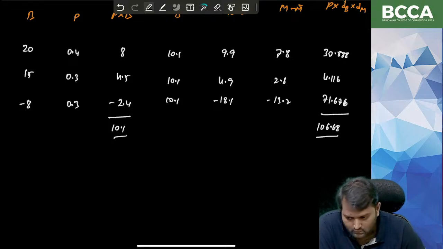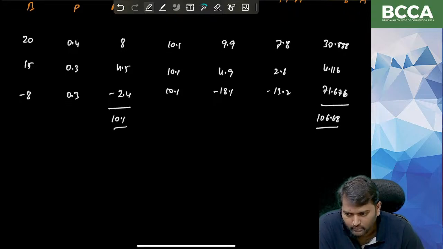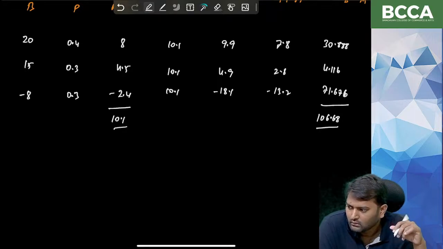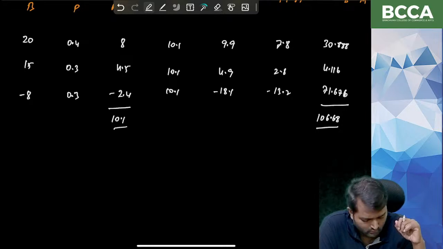Done. Others, please respond. You have to find the values. I can teach the concept, that's it. Tell me the values. 106.68. Is it correct?